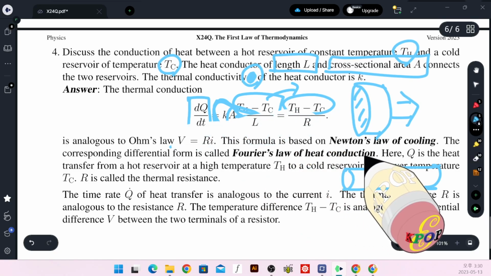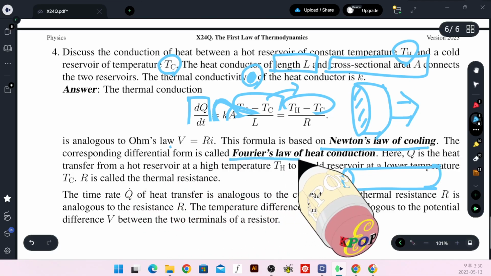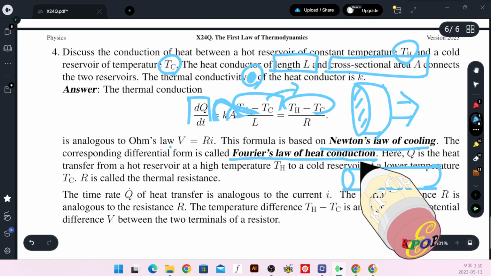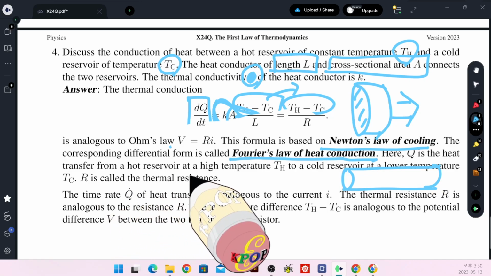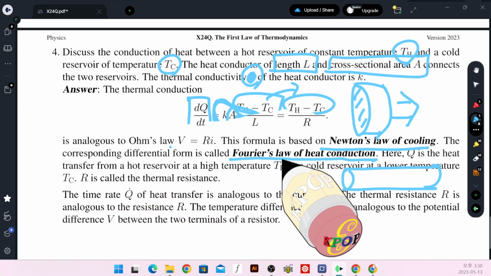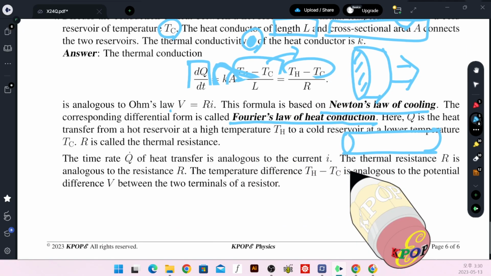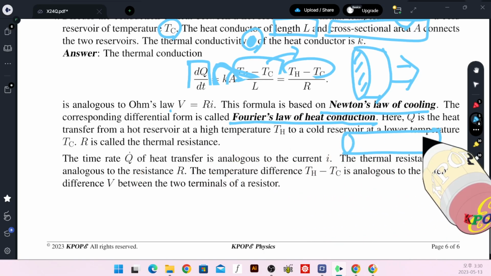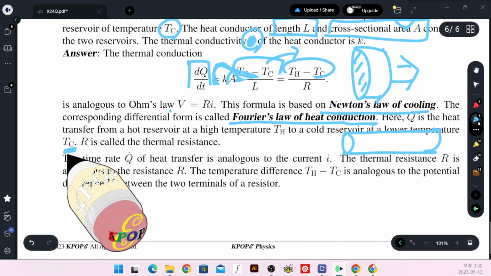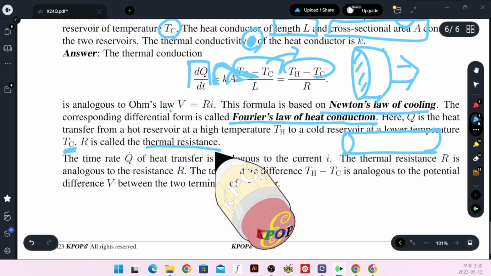The formula is based on Newton's law of cooling, and the corresponding differential form is called Fourier's law of heat conduction. Here, Q is the heat transfer from a heat reservoir at a high temperature T hot to a cold reservoir at lower temperature T cold. R is called thermal resistance.